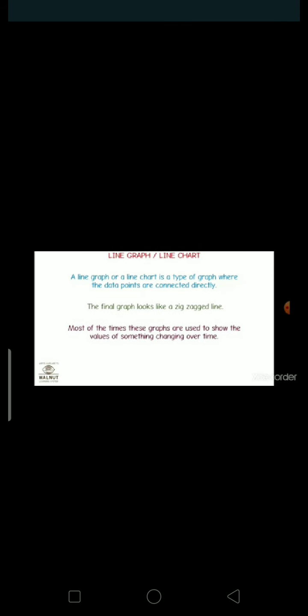Line graph or line chart. A line graph or a line chart is a type of graph where the data points are connected directly. The final graph looks like a zigzagged line. Most of the time, these graphs are used to show the values of something changing over time.